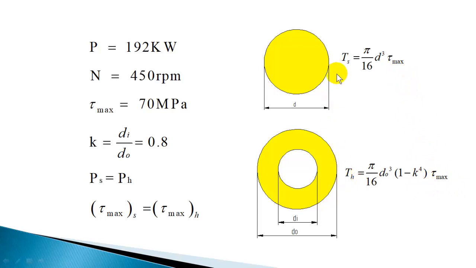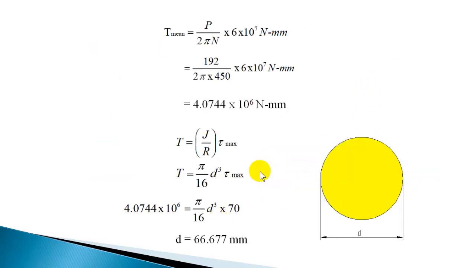So torque is same, maximum shear stress is same, so that means set P values, polar modulus of both the shafts should be same. Okay, so this is a polar modulus should be same. Let us find out the diameter of the solid shaft to transmit this power. So to find out that, you have to find out the torque transmitted by the shaft.